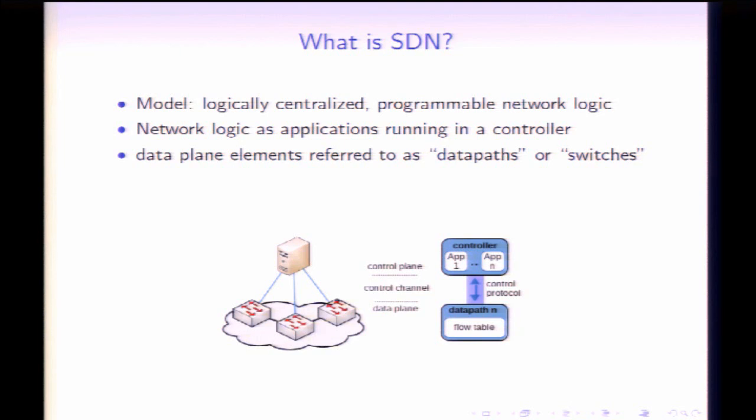So the overarching model here is that it's logically centralized and it's programmatic. The network logic is run as a program on, say, a server or a commodity PC. It's sometimes referred to as a network operating system and also a controller. The data plane elements are usually referred to as data paths or switches. And there's the summarizing picture with the three components.